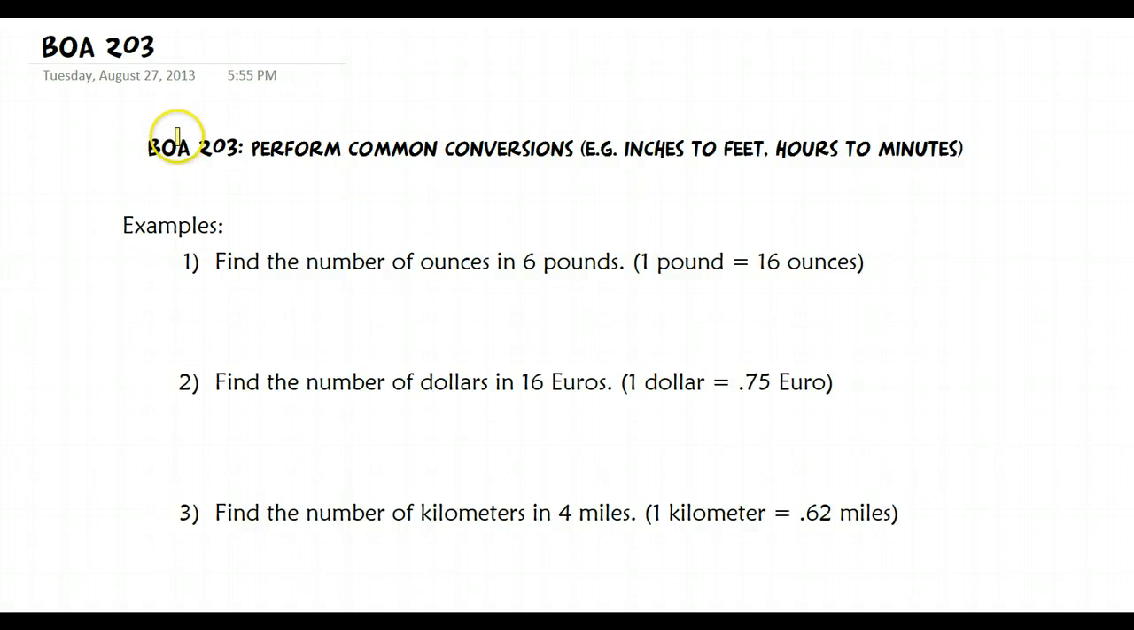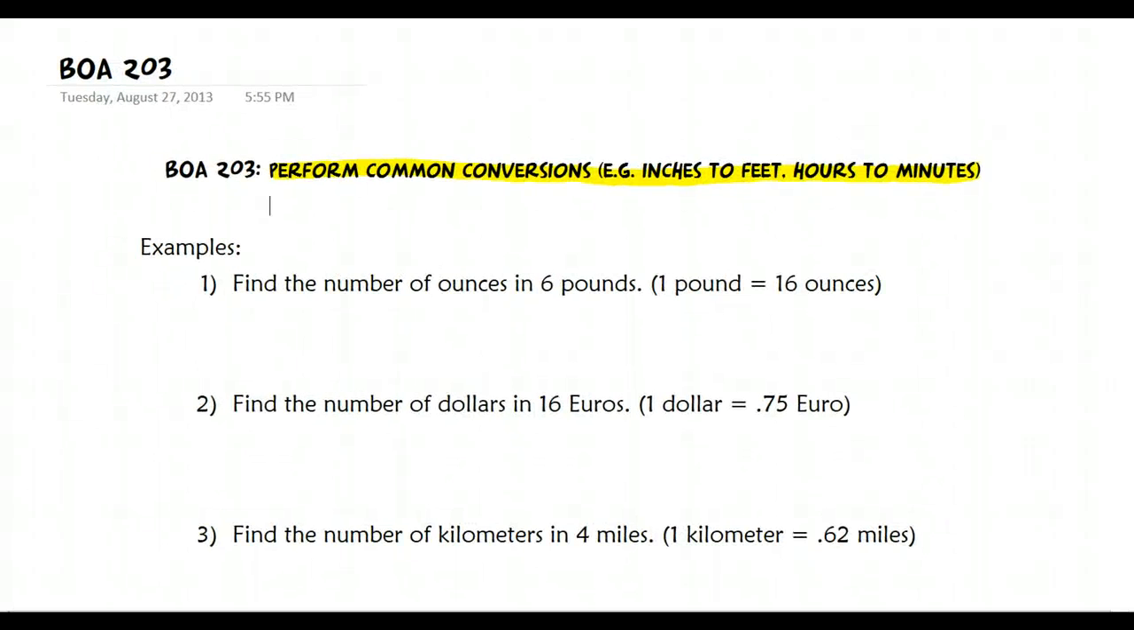This lesson is for BOA 203. We're going to perform common conversions, for example, inches to feet and hours to minutes. Our very first example says to find the number of ounces in 6 pounds. And then they give us the conversion factor here, 1 pound equals 16 ounces.